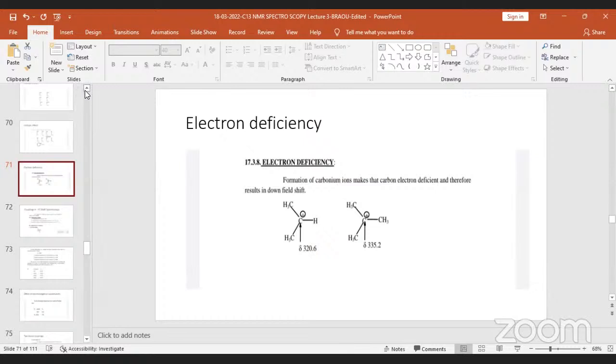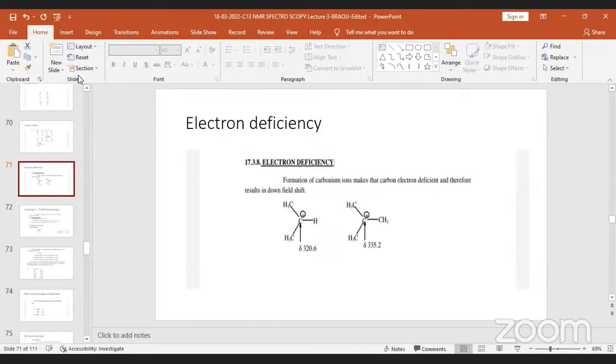These pi electrons present in these groups will undergo circulation in the presence of an applied magnetic field. So they will generate a secondary magnetic field. That magnetic field is different at different places around the molecule, in the space. So if the carbons or any group in the structure fall in the shielding zone, an upfield shift will be observed. If it falls in the de-shielding zone, a downfield shift will be observed.